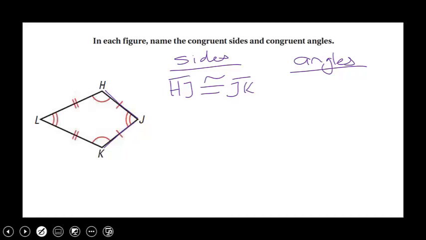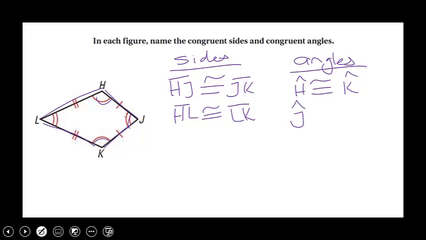Let's do the other side that has two slashes. So HL is congruent to LK. Straightforward. Let's do the angles. Angle H has one arc, so angle H is going to be congruent to another angle that has one arc, and that's angle K. Angle J has two arcs, and that one is congruent to angle L. It's got two arcs. Easy peasy.